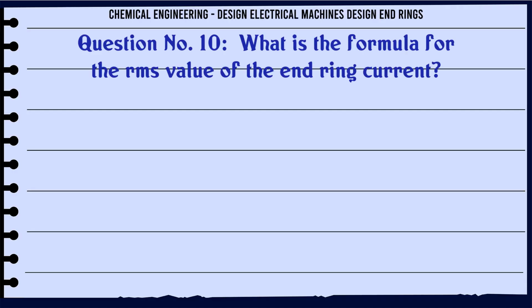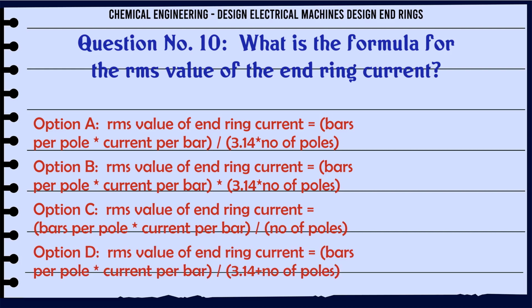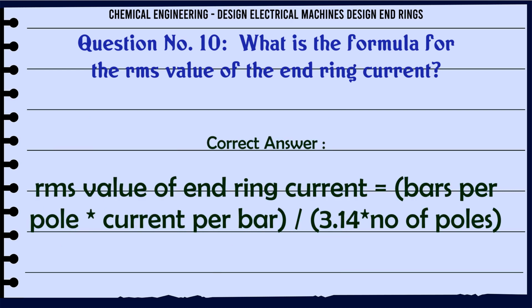What is the formula for the RMS value of the end ring current? The options give RMS value of end ring current equals bars per pole times current per bar divided by 3.14 times number of poles. The correct answer is RMS value of end ring current equals bars per pole times current per bar divided by 3.14 times number of poles.